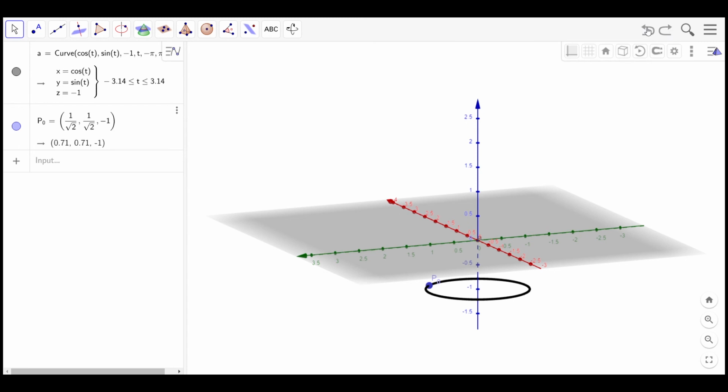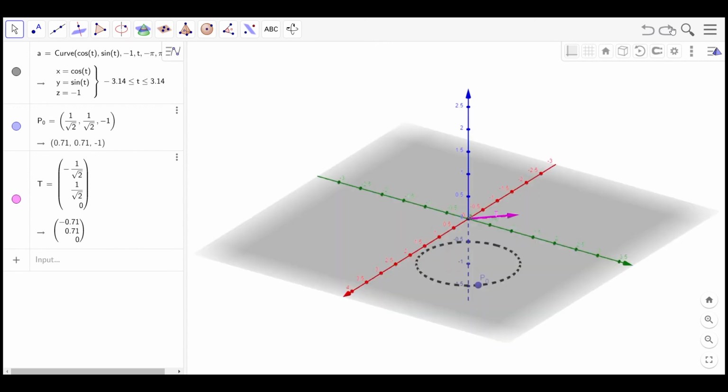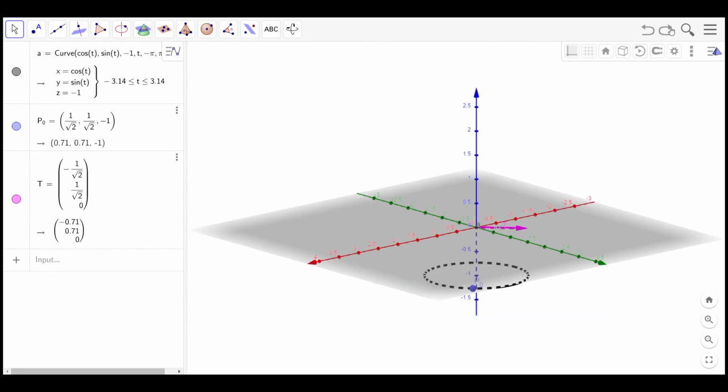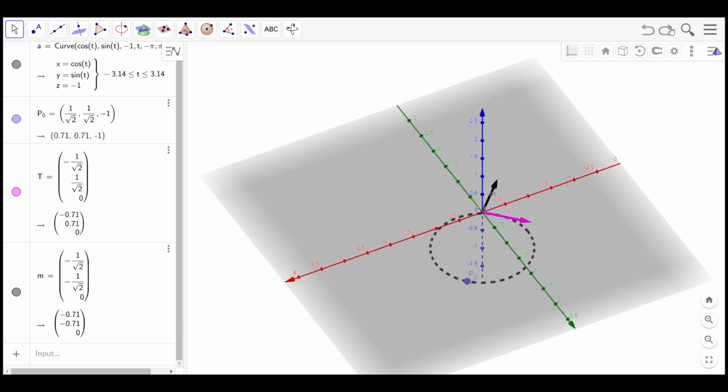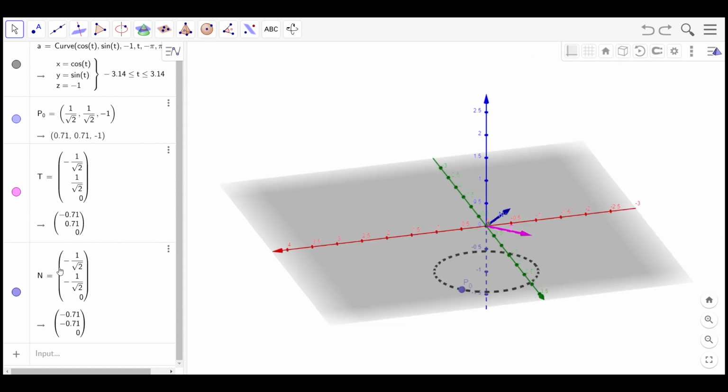Now you can plot three vectors. First the tangent vector T, minus 1 by root 2 i plus 1 by root 2 j plus 0k. So that is this purple vector. Now you can plot the second vector n, this blue vector. You know that it is minus 1 by root 2 i minus 1 by root 2 j. So this is the tangent vector T and this is the normal vector N.